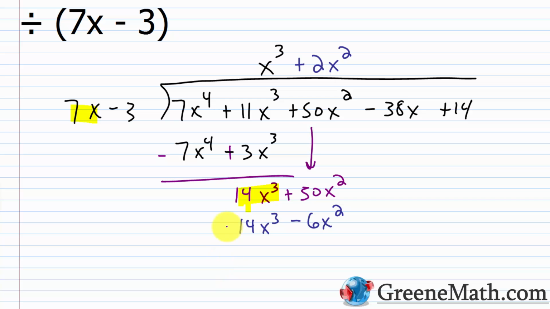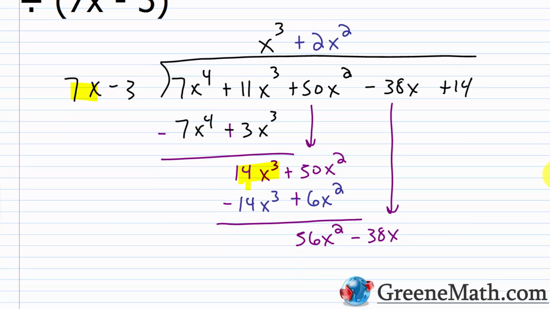Again, if I want to subtract, I'm just going to change the sign. So minus and then plus. Okay, don't forget to do that. This is going to cancel. 50x squared plus 6x squared is 56x squared. Bring down the next term, so minus 38x. Let me scroll down and get a little room going.